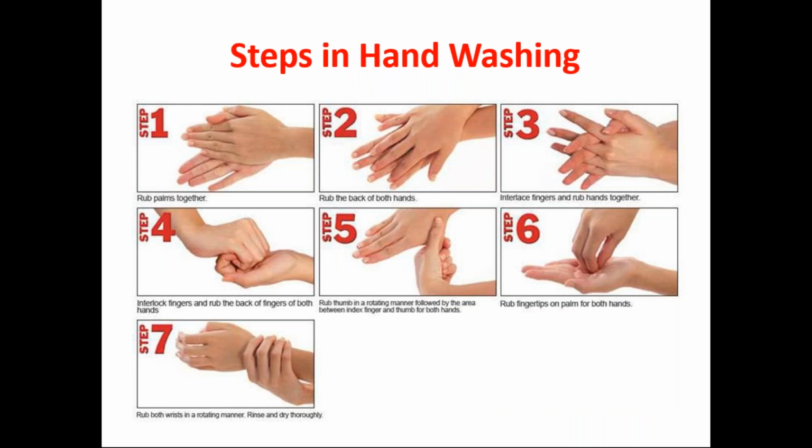Steps of hand washing. All of you have known this, yes, you have learned. First, rub palms together. Second, rub the back of the palms. Next, interlace the fingers and rub them. Next, the back of the fingers. Next, thumb. Next, fingertips and the middle. Next, not only the hands and the fingers, but also rub both wrists. Keep in mind while hand washing, don't forget to wash the wrist also.